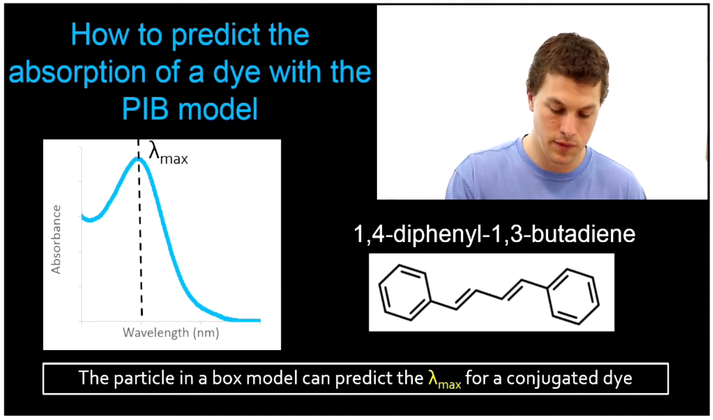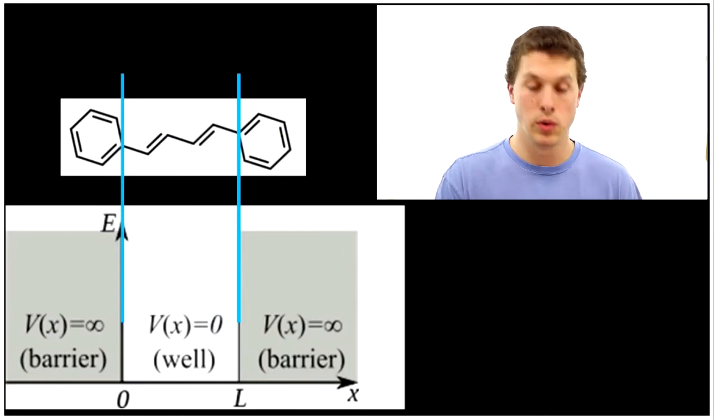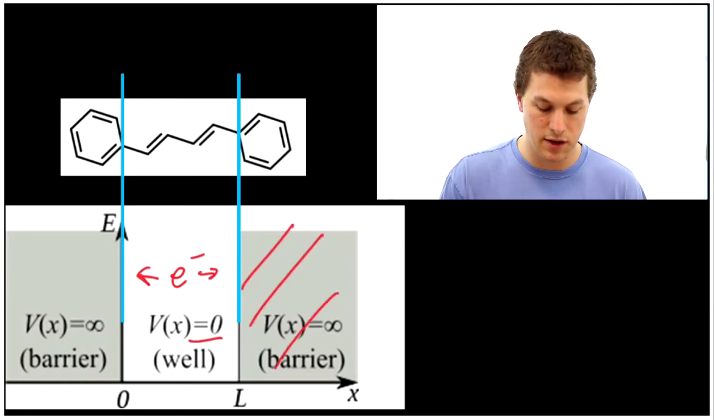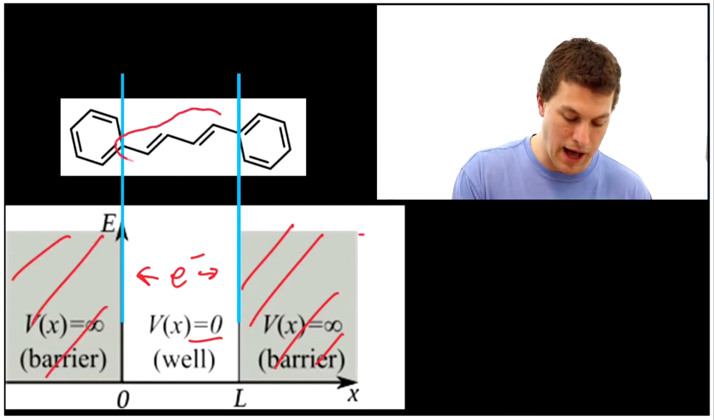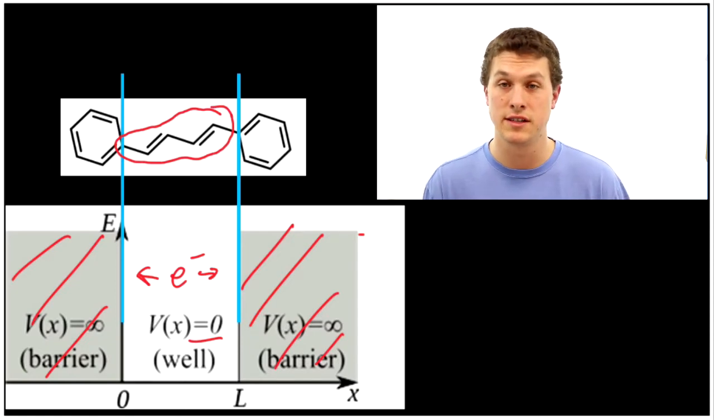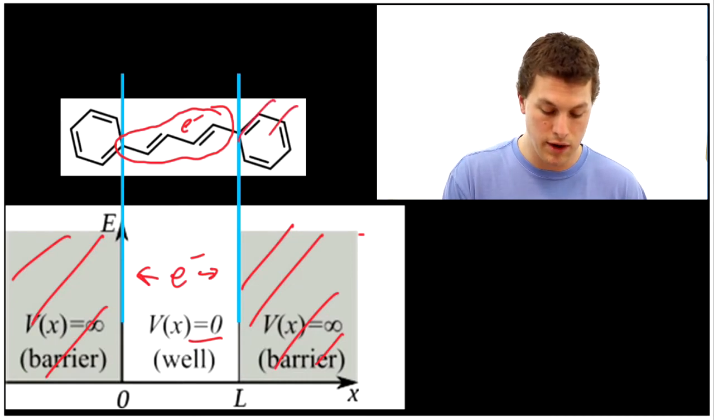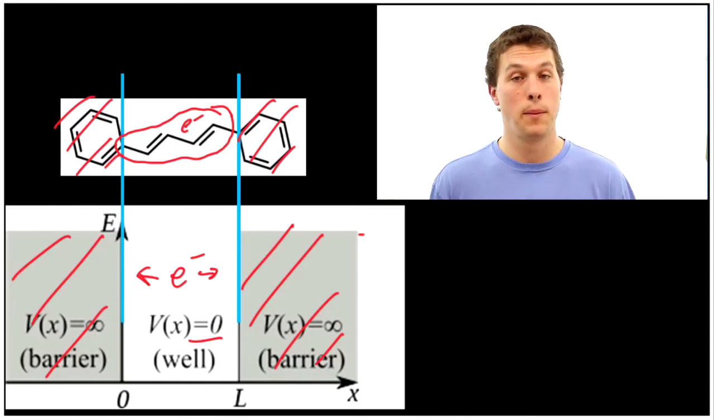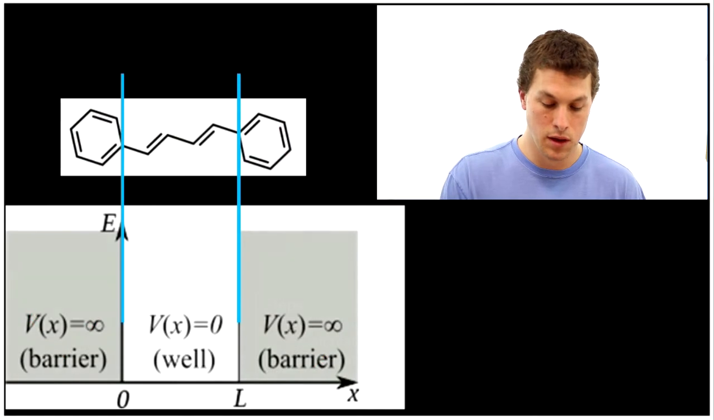Let's talk about why. Well, basically, the particle in the box model tells us that we have a well where our electron can freely roam around. That's where the potential is zero. It also says we have these barriers that the electron can't get into. It turns out our dye is pretty similar to that. We have a conjugated pi network here. That means our pi electrons are delocalized, free to roam around. And so those electrons have a potential that's very low. And then there's a wall right here that they can't get through. So our dye actually looks a bit like a particle in the box model. And it turns out you can get surprisingly accurate predictions of what lambda max will be by applying the particle in the box model.